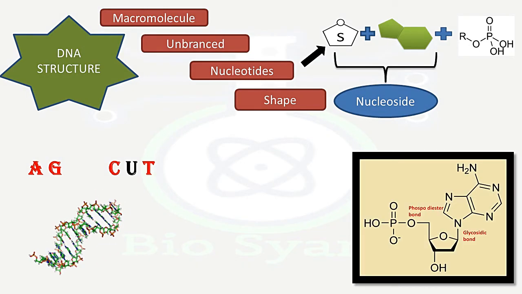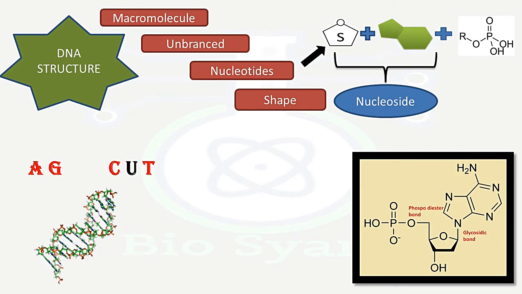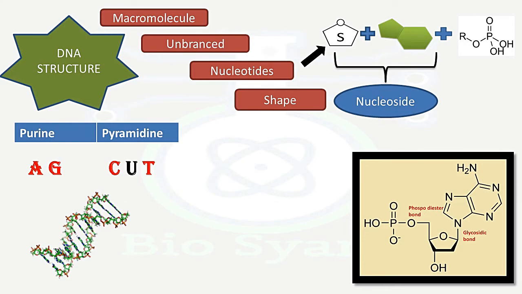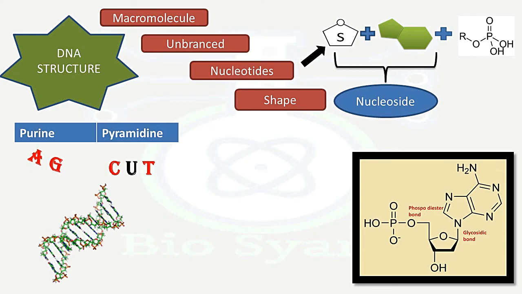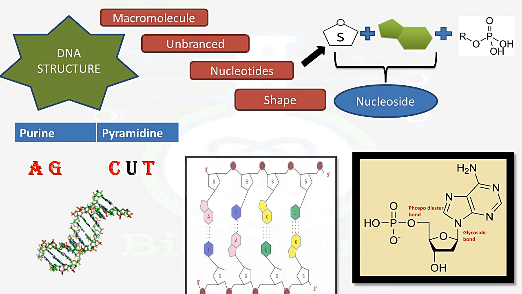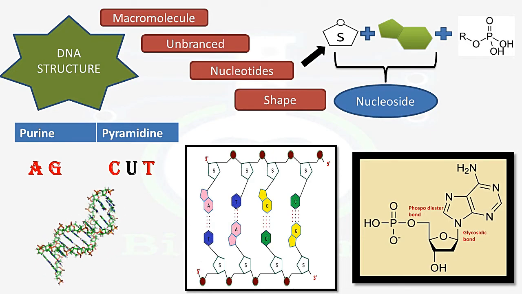Now this is a structure of how the phosphodiester bond is formed and the glycosidic bond is formed. This is a purine and pyrimidine. We saw a lot of differences between both of them, but the basic is purine consists of AG and pyrimidine CUT. This is a structure of how the two polynucleotide chains are linked together, forming a hydrogen bond.